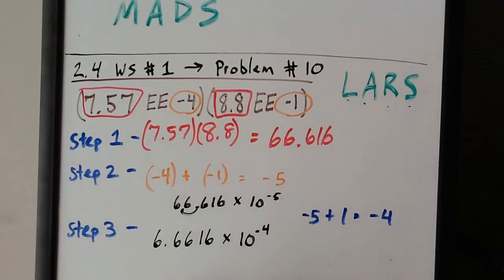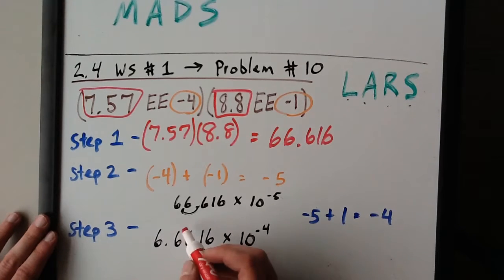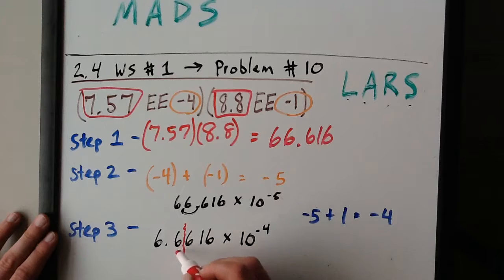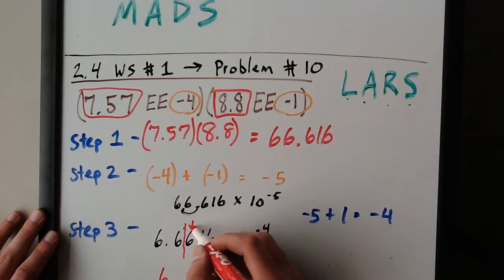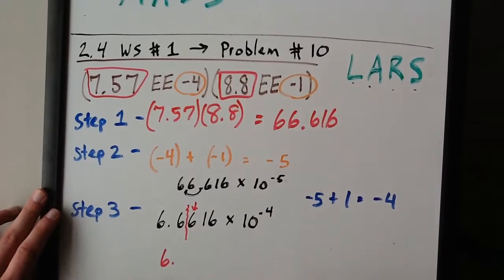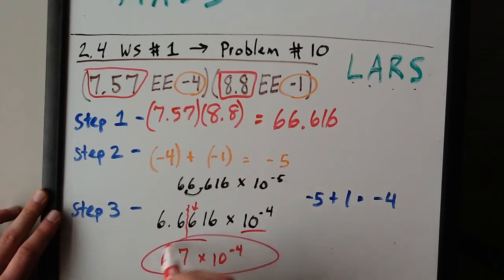Now this is correct, but what I want you to do is round the base number to the nearest tenth. Okay, so the nearest tenth is the first digit after the decimal. So I have 6 point, this 6 right here tells me to round up, so I have 6.7 times 10 to the negative 4. And that would be my answer.